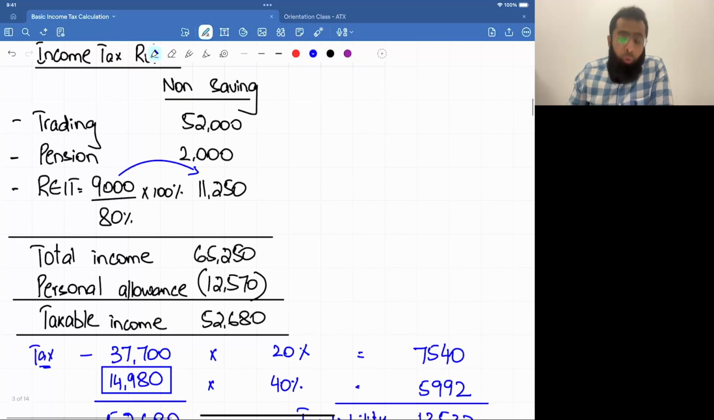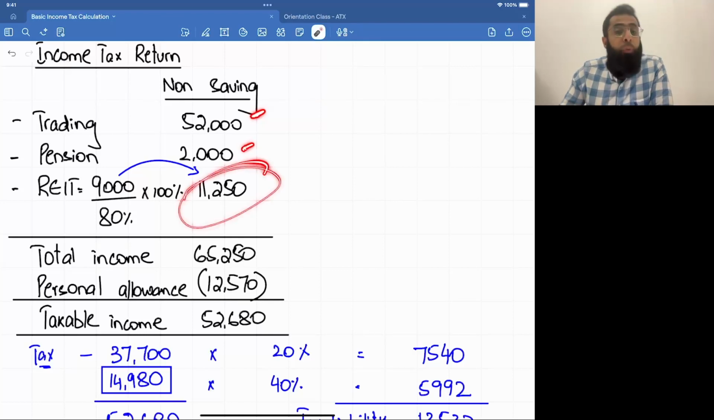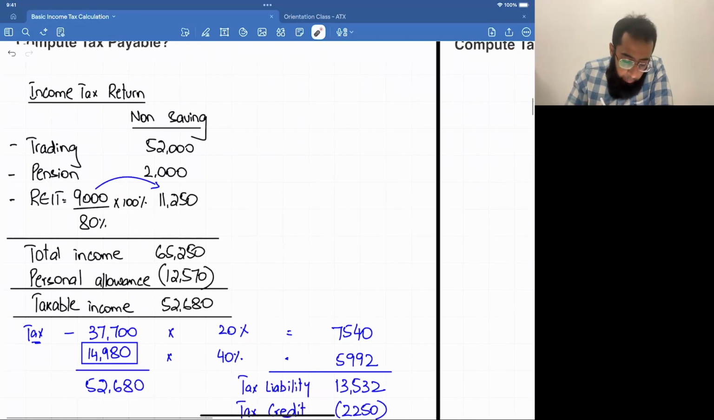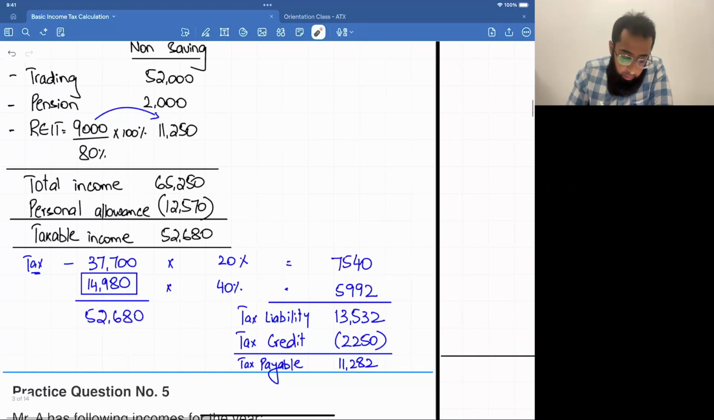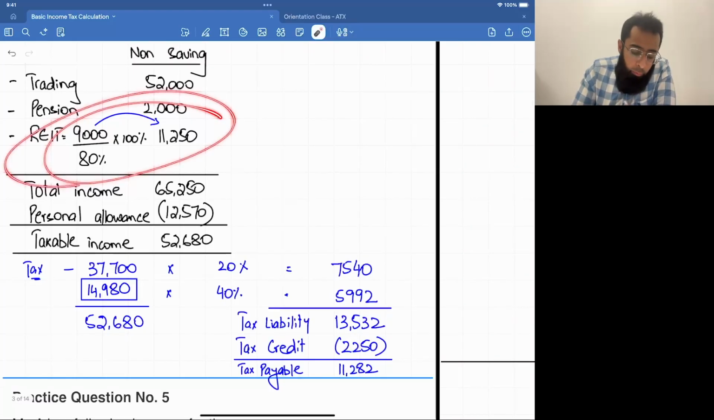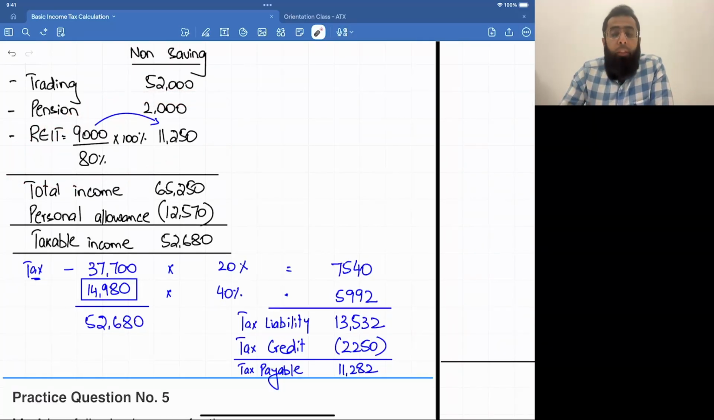First, you calculate your total tax bill. 52, 2 and 11,250. You add them up, you get the value of total income. You deduct the personal allowance to get the value of taxable income. On 37,700, it's 20%. On the remaining, it's 40%. You get your tax liability. Whatever advance tax was, you grossed up 9,000 to 11,250. The difference you claim as tax credit and you get your final tax payable.